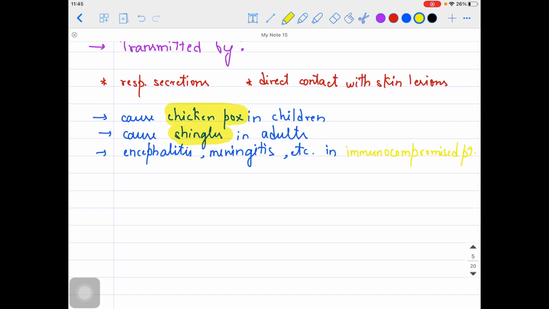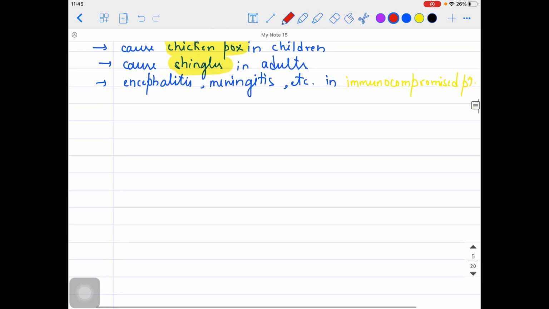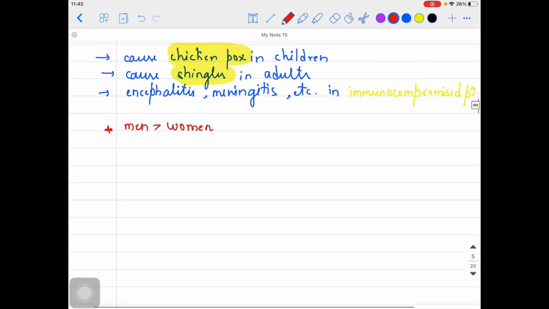Okay, understood. Then the next point over here is gender. It is more common in men as compared to women. However, it affects both populations, but epidemiologically men are more prone to getting this virus as compared to women, right? Now, what are the risk factors?